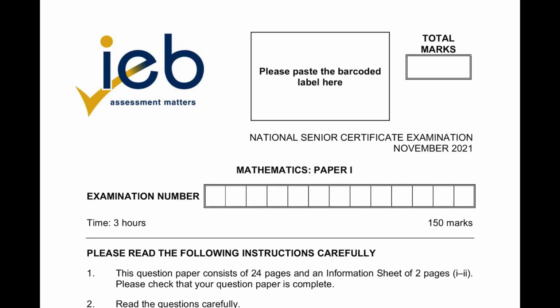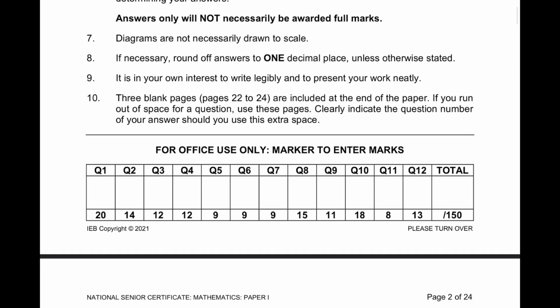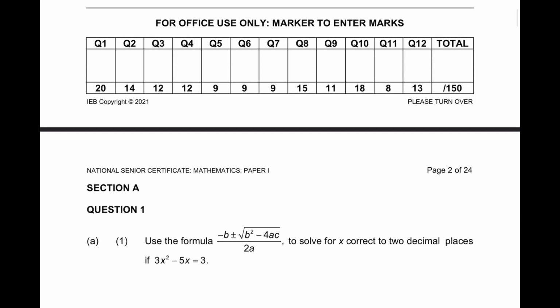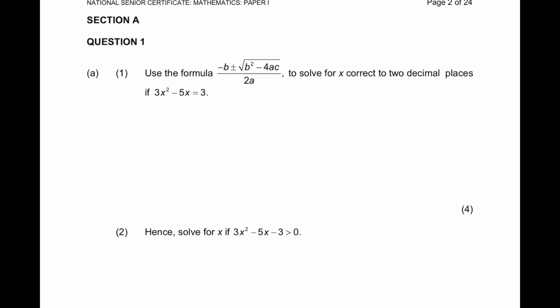This is the official IEB 2021 final Matric Maths Paper 1 exam, and I'm going to be walking you through each of these questions in separate videos. Today's video is of course going to be question 1, which is out of 20 marks. Okay, so this first question says, use the formula, which is the quadratic formula, to solve for x correct to 2 decimal places if we have this equation.